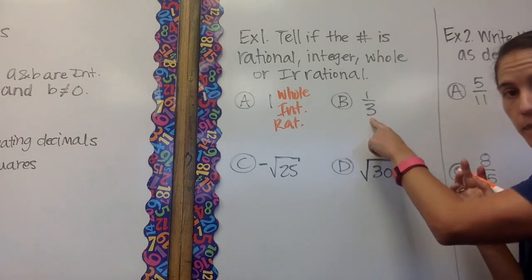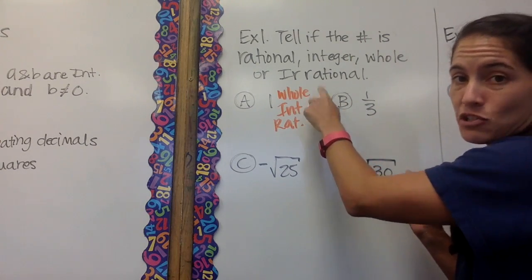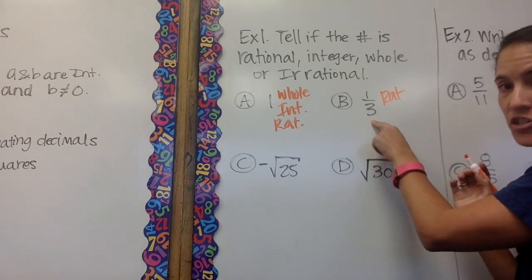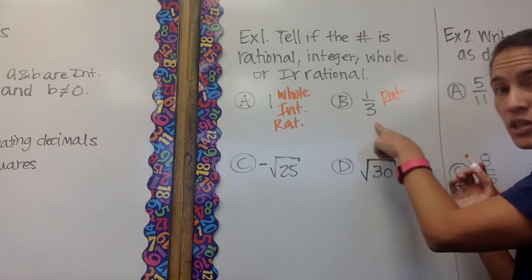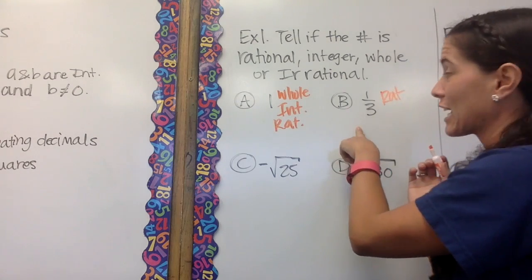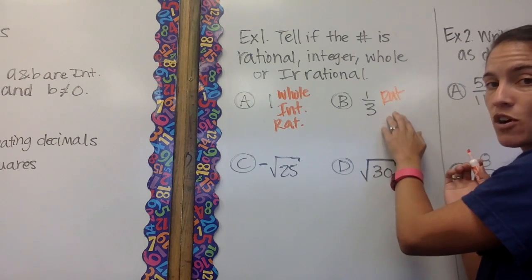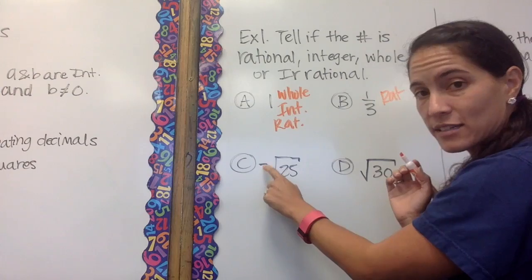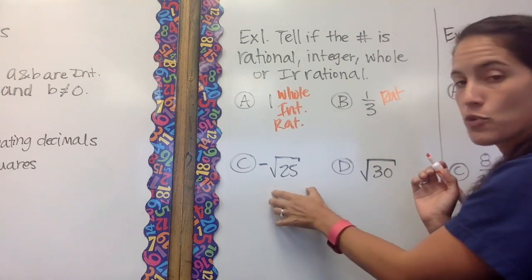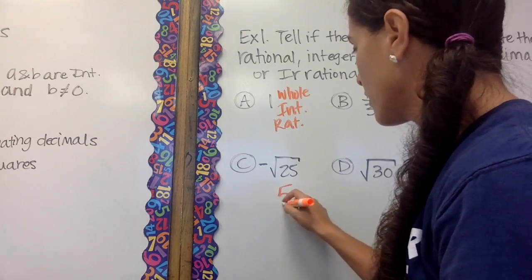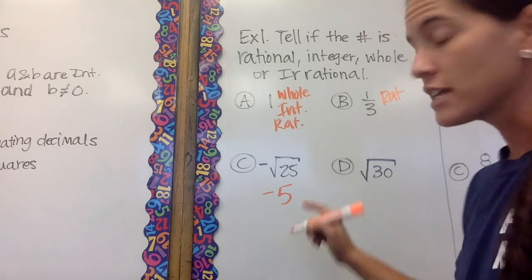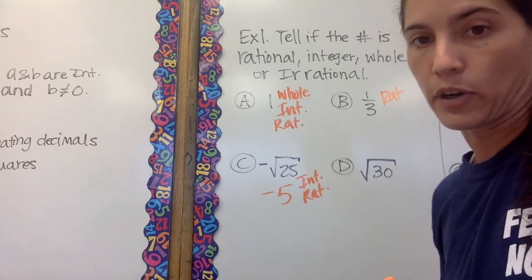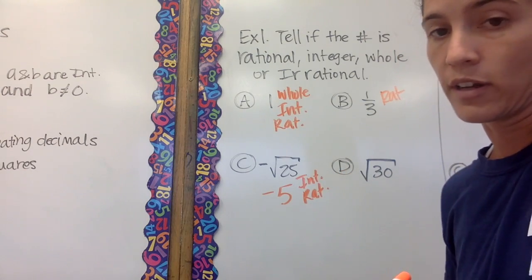Now 1/3. It is not a whole number, and it's not an integer because it's a fraction, but it is rational because it's written as a fraction. And this, as a decimal, is 0.33333 repeating, so that shows you that repeating decimals are rational numbers. All right, C. The opposite, so the negative is on the outside, of the square root of 25. So the square root of 25 is 5, and then the negative is on the outside. So this would be an integer and a rational number.